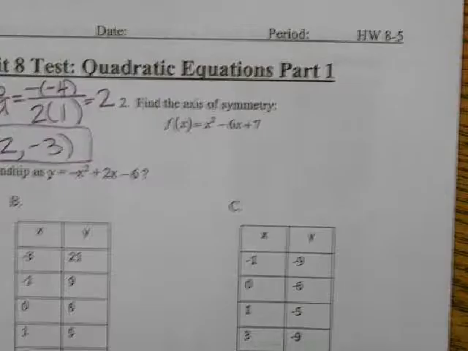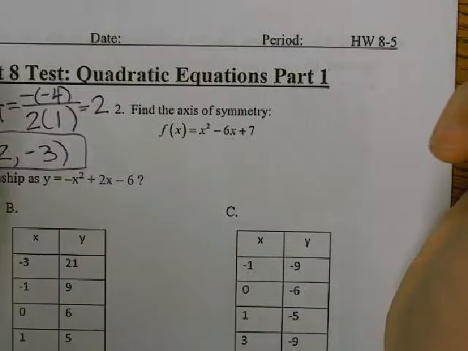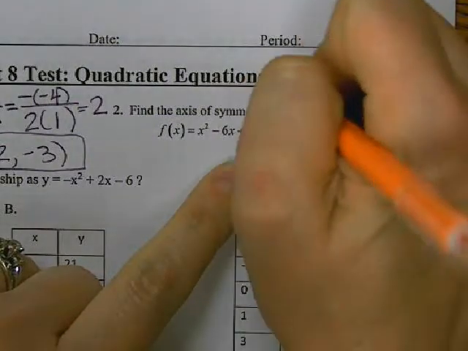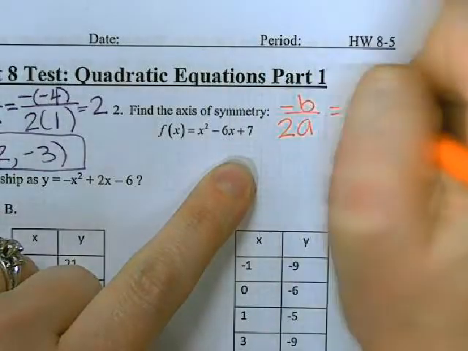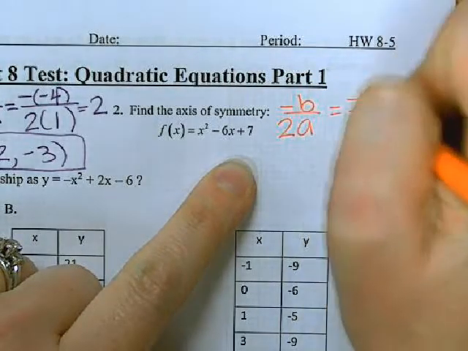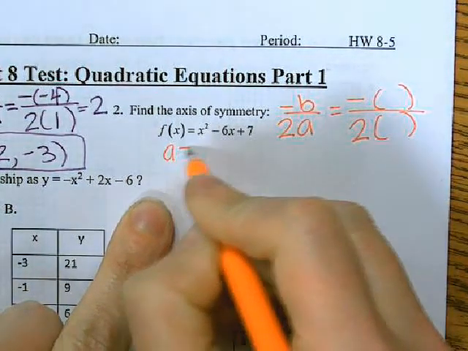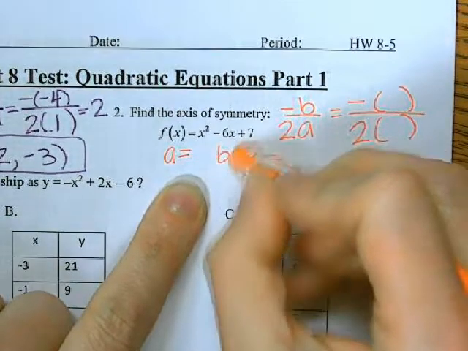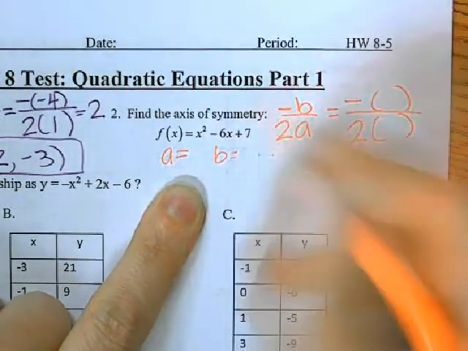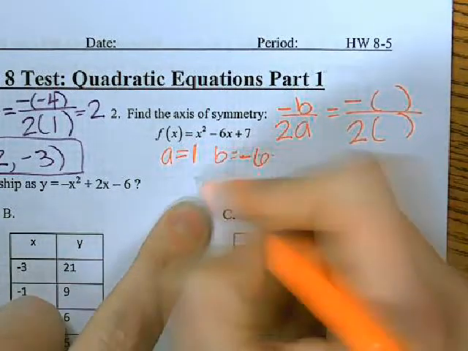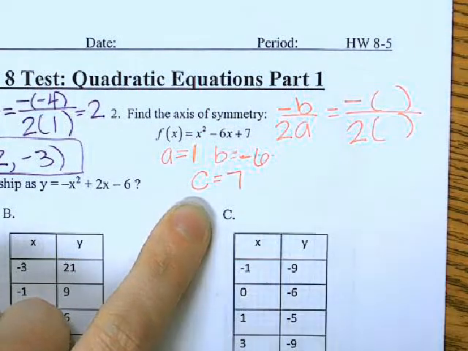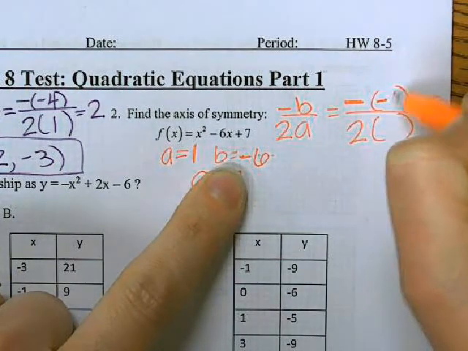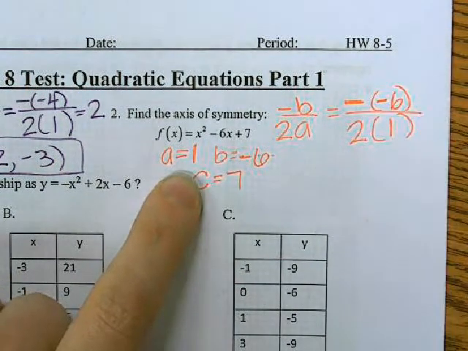Okay, so number 2 asks you to find the axis of symmetry. This one's way easier than number 1 because all we have to do is find what x equals. So that's still the same formula, negative b over 2a, negative parentheses over 2 parentheses. And so now we just need to know a, b, and c. Didn't leave a lot of room, did I? So a is 1, b is negative 6, and c is 7. So we're going to plug those things in. Negative on the outside, so negative 6 on the inside, and then 1 here.